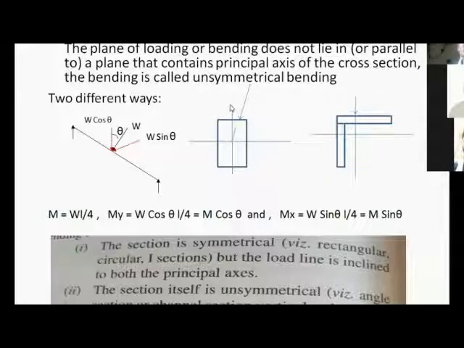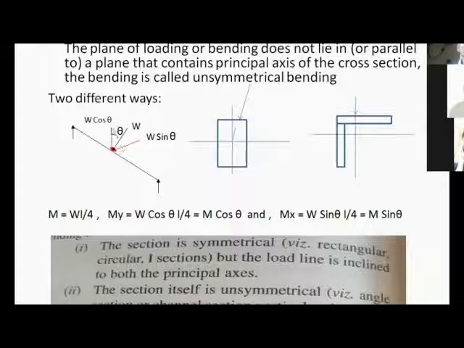One is the cos theta component, and the other one is the sin theta component. So W is the load acting. W cos theta is the vertical component. W sin theta is the horizontal component, which is shown here. W is the load acting inclined at an angle theta to the vertical. So W cos theta is the vertical component and W sin theta is the horizontal component.